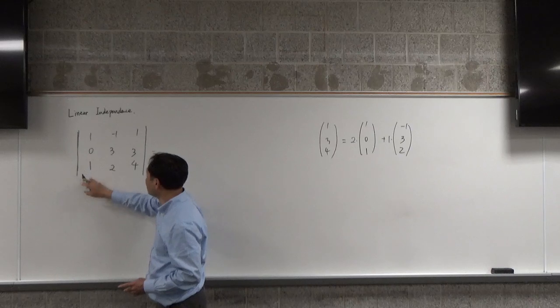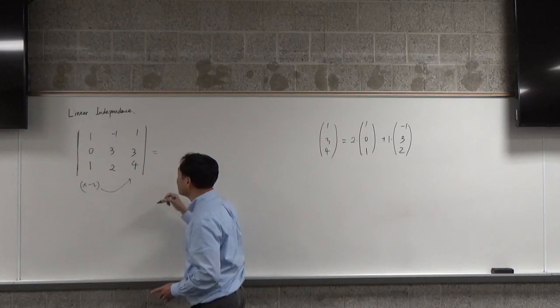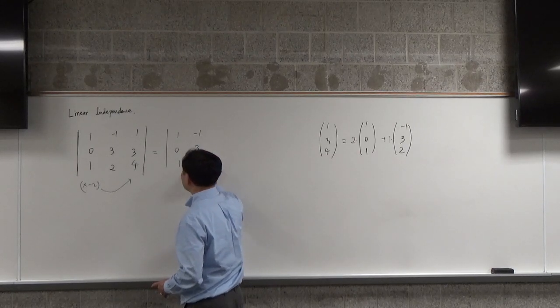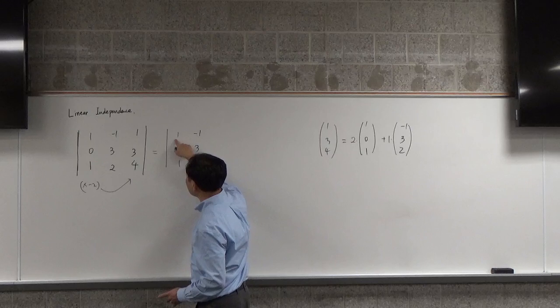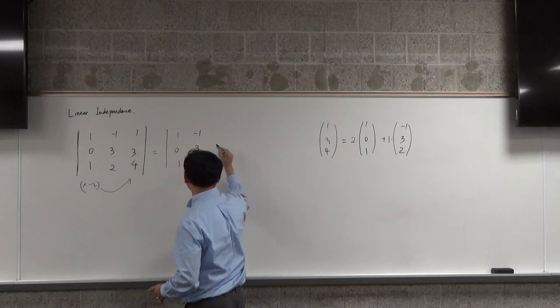if we take negative 2 of this and add it to the third one, here's what we get. We get 1, 0, 1, negative 1, 3, 2. Negative 2 times 1 is negative 2, so you're basically subtracting 2 here, subtracting 2 here, leaving this unchanged.